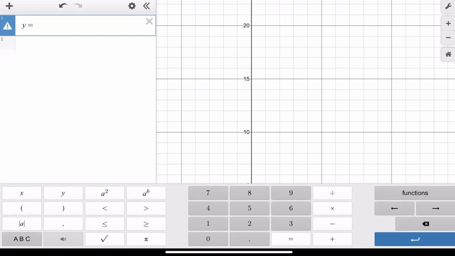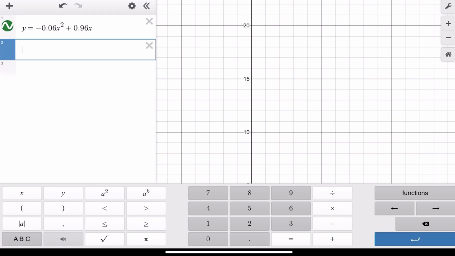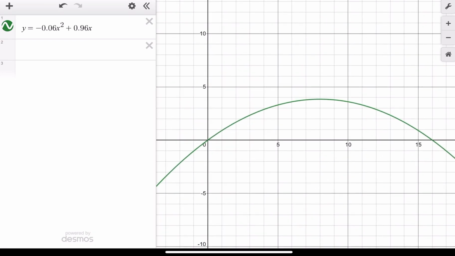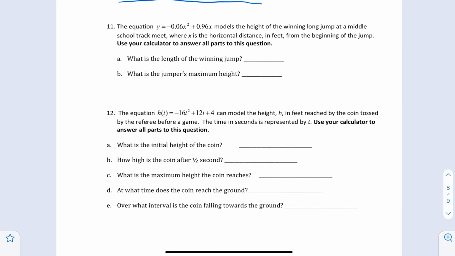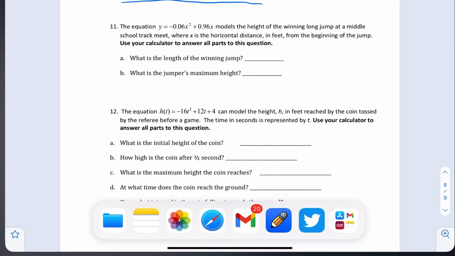So y equals negative 0.06x squared plus 0.96x. Notice how there's not a constant at the end because I don't start higher. Like I'm literally jumping from the ground. I'm jumping from the ground, I'm landing on the ground, and somewhere along the way I reach a maximum height. So it wants to know what's the length of the winning jump and what's my maximum height.